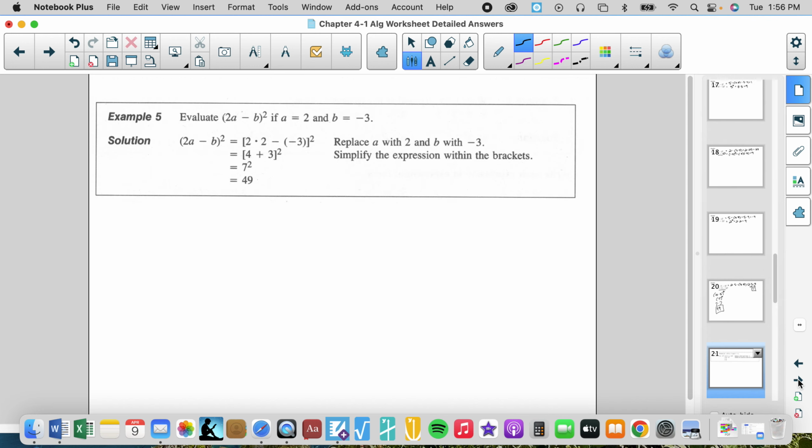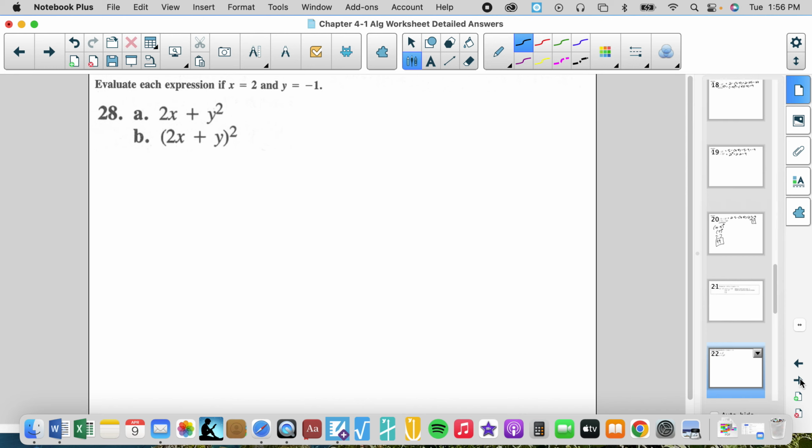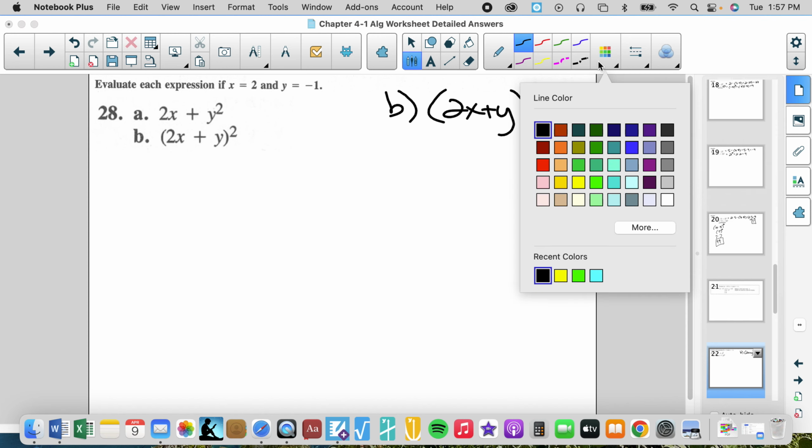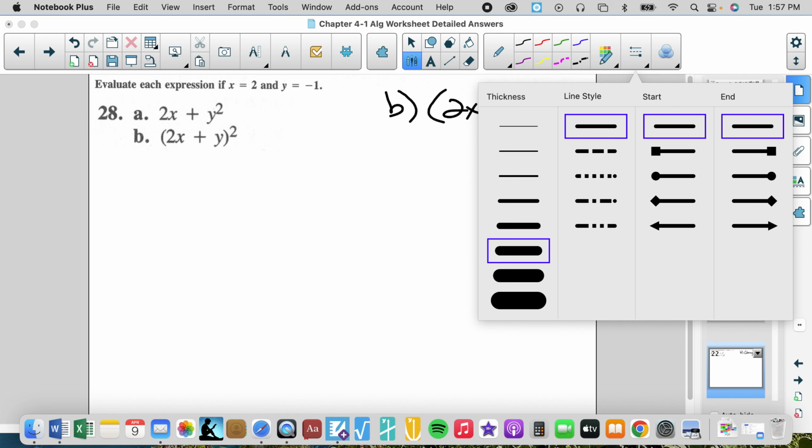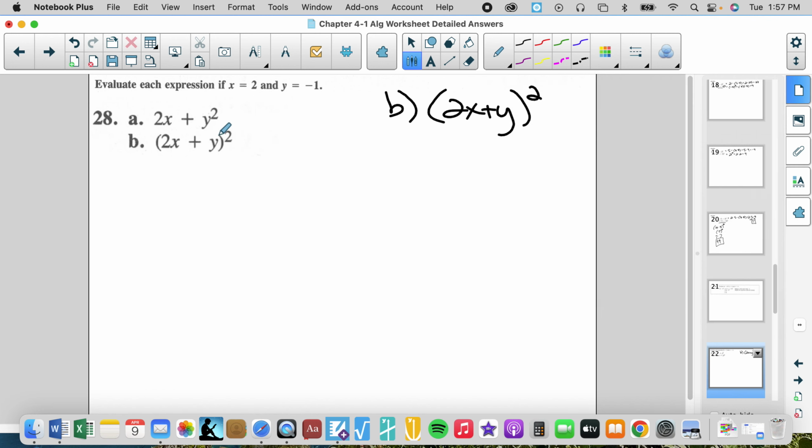All right, now we're going to plug in. Let's do B. Let's do the quantity 2x plus y squared. And let's erase this. Let's just move this. Let's get rid of that. There you go. Now, let's plug in the values.